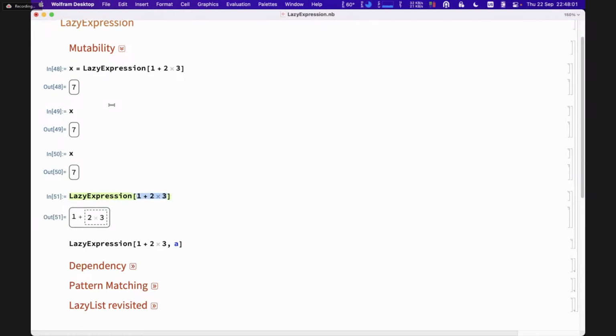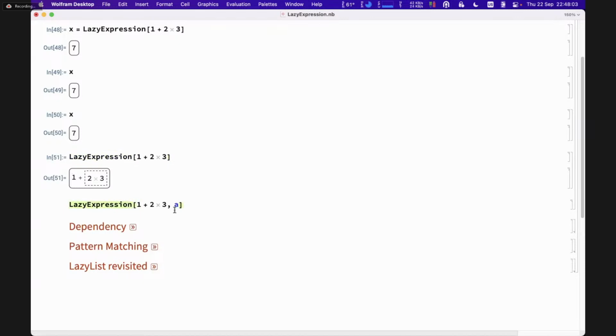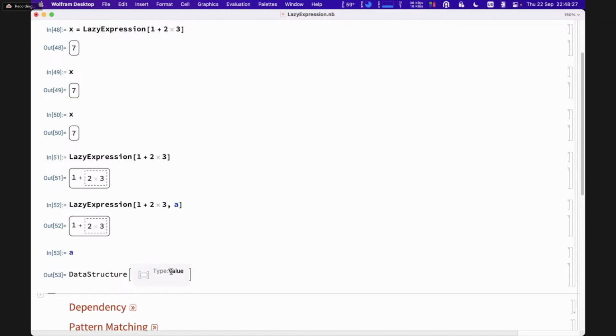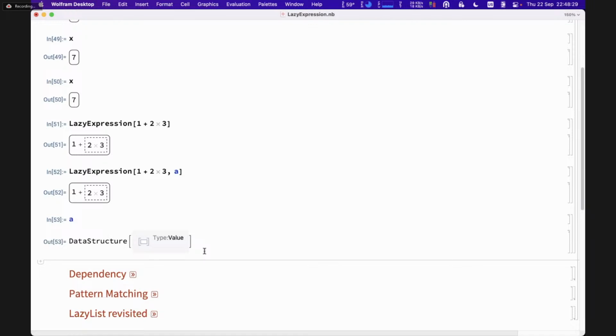Okay. All right. So that's a possibility. What are the two arguments to lazy expression? This is an actual symbol that it is assigned to. In order to make it mutable, I can talk about how it's actually implemented. It assigns the symbol this data structure value. If you make this thing, now it links to this value that is immutable. But hold on. If I say lazy expression 1 plus 2 times 3 comma b, that is a different expression from 1 plus 2 times 3 comma a. Is that correct? Yeah, that's going to be a different one.